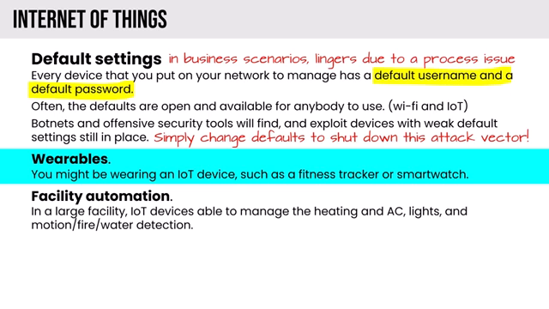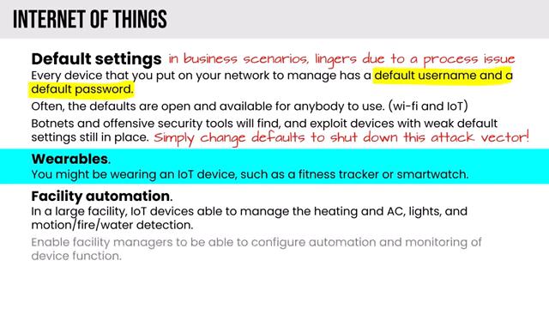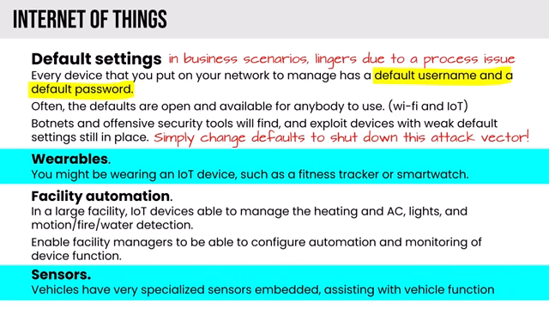In a large facility, IoT devices are able to manage the heating and AC, lights, as well as motion, fire, and water detection. And they enable facility managers to configure automation and monitoring of device function. But for critical functions like this, it's important that we shut down the low-hanging fruit that attackers are going to be looking for. And you'll even see IoT in sensors. Vehicles have very specialized sensors embedded, often assisting with vehicle function.